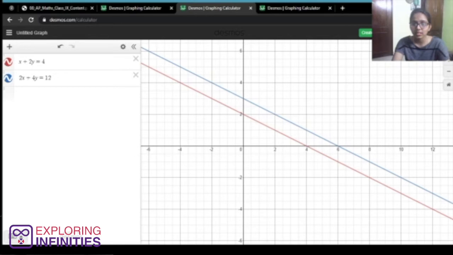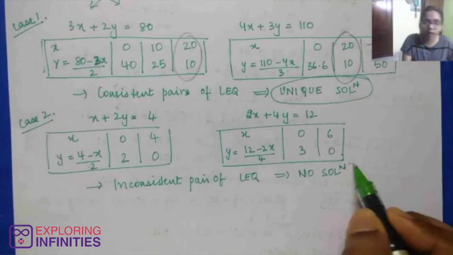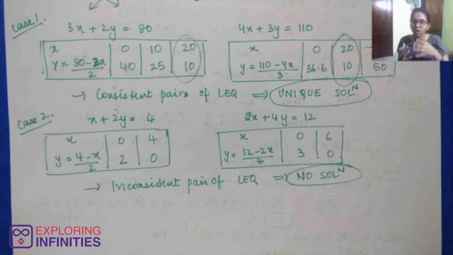So we say that these are an inconsistent pair of linear equations, and they have no solution. As you can see, there was no common point of intersection, so it means there was no solution. And also you can see, just by looking at these two tables, there was no common point. So whenever there is a common point of intersection, that becomes a solution, which is not there in this case. We have parallel lines in this case, so this gives no solution to us.